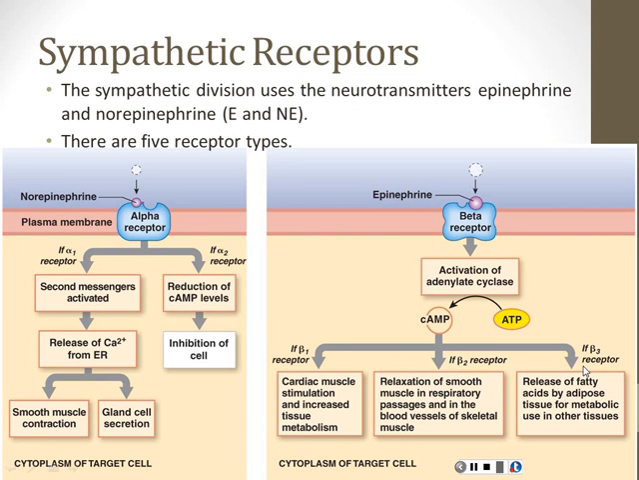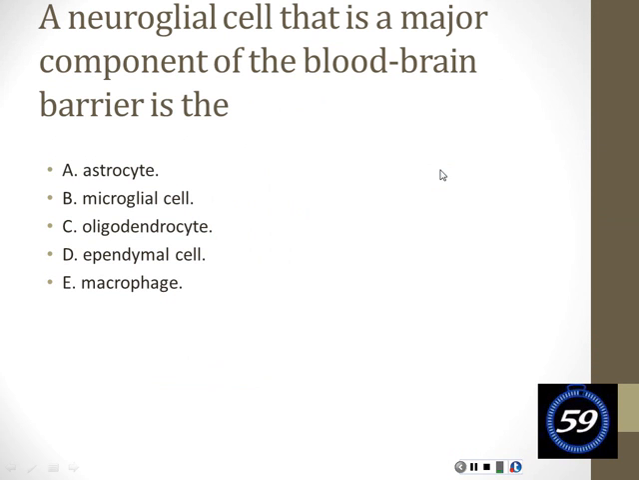All right. And then the last one is the most recently described one. That's the beta 3 receptor. And it causes adipose tissue to release fatty acids. So basically, it triggers an increased fuel supply for the skeletal muscles that are going to fight or flee on the brain's behalf. All right. So five receptor types. Okay.